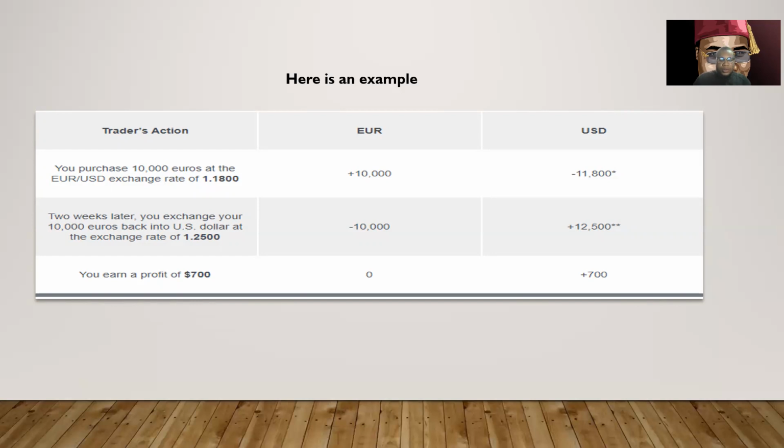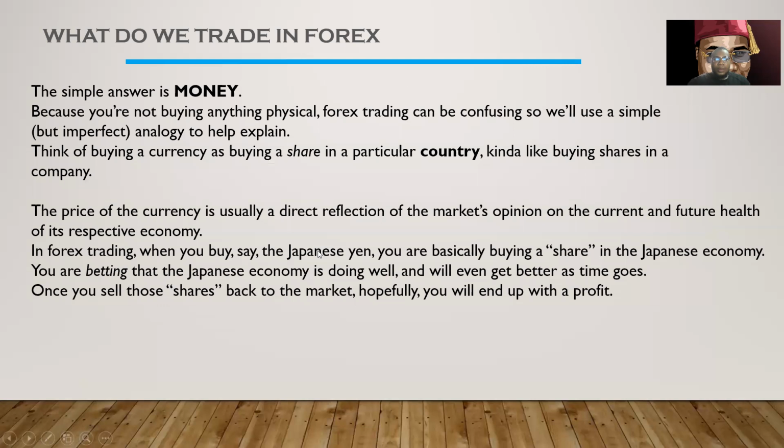So the difference between 1.2500 and 1.800 is 700. All right. So your profit is actually $700. I hope you're understanding me. So just like we say, currencies, money is what we trade here.